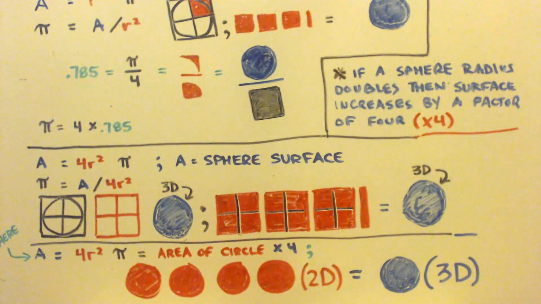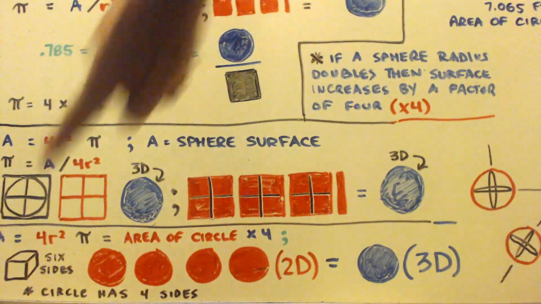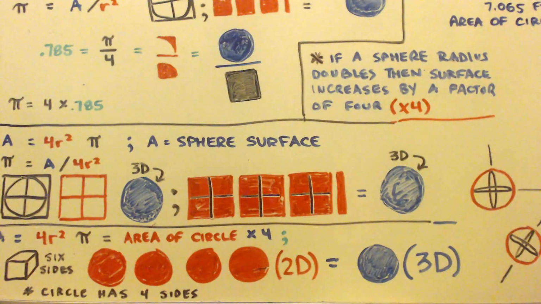So what does that mean? That means if you have a cube or a dice, right? A dice or a box has 6 sides. A 3D sphere has 4 sides. A sphere has 4 sides. Okay, and you might say, what?